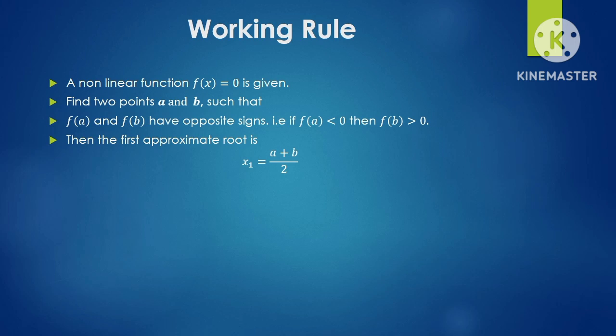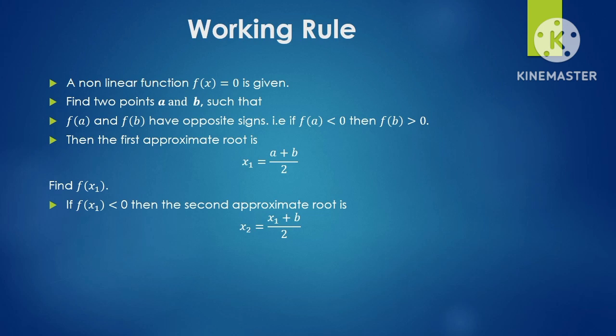Then find the value of the function and determine its sign. The next iteration will depend on the sign of f(x1). If f(x1) is less than 0, then the second approximate root will be x2 = (x1 + b)/2. a will be replaced by x1.